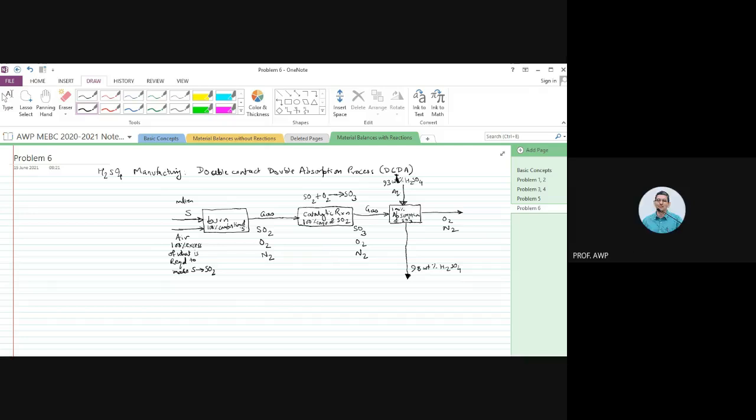So far so good. Everybody comfortable with this? Now, where is this air going to come from? This air is going to come from the atmosphere. Let's say it has oxygen and nitrogen only, 21 and 79 mole percent or volume percent.